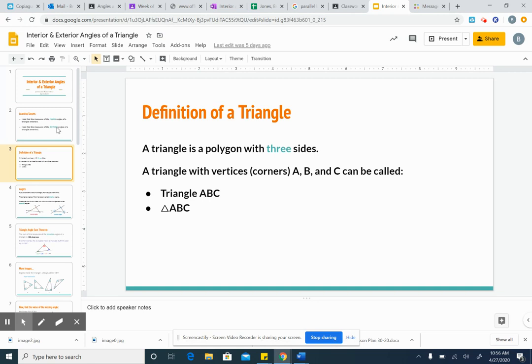We'll start by going over the definition of a triangle. You should all know what a triangle is at this point. It's a polygon with three straight sides. We can refer to a triangle as either triangle ABC, or you can use the symbol for triangle with the letters next to it. The letters are used for the vertices, or the corners. It doesn't have to be ABC. It could be XYZ or any letter combination.